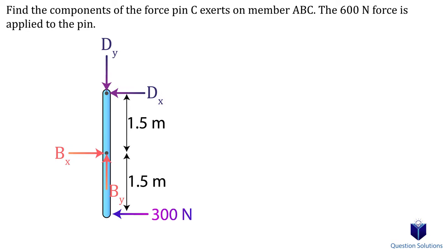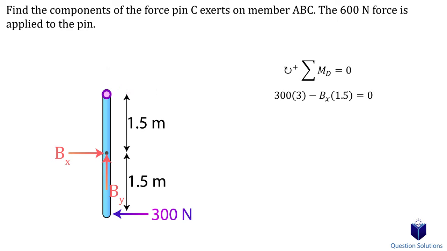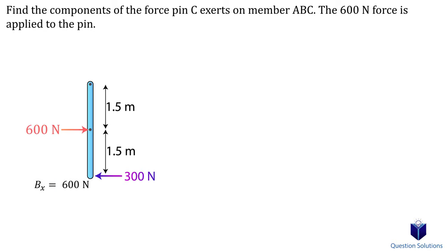We can figure out BX if we write a moment equation about point D. That eliminates forces DY and DX along with BY, since its line of action goes through point D. Let's solve. We don't need to figure out BY, and I will show you why.